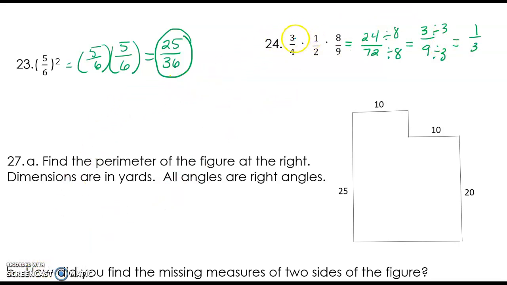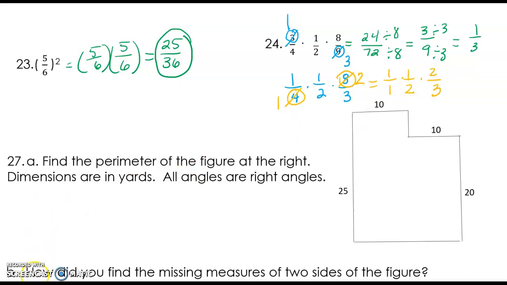Okay, so 3 goes into 9. So I'm going to divide 3 by 3 and I get 1, and I divide 9 by 3 and I get 3. So I have 1/4 times 1/2 times 8 over 3. Okay, and then I'm going to change colors. Okay, and I'm going to do 8 and 4. So if I divide this by 4, I get 1, and if I divide this by 4, I get 2. So I have 1 over 1 times 1 over 2 times 2 over 3.